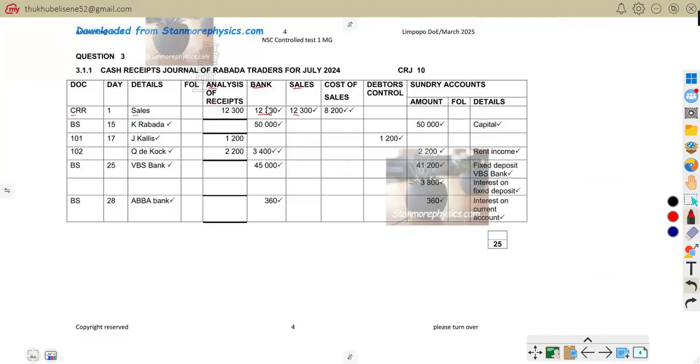How much did it cost us to sell those goods? It cost us 8,200, as we've talked about. Make sure you understand very well that where we don't have a column, you're going to have sundry accounts. We're given columns for bank, sales and cost of sales as well as debtors control. If we have any transaction that doesn't have a given column, we are going to record that under sundry accounts. Can that be clear to you?